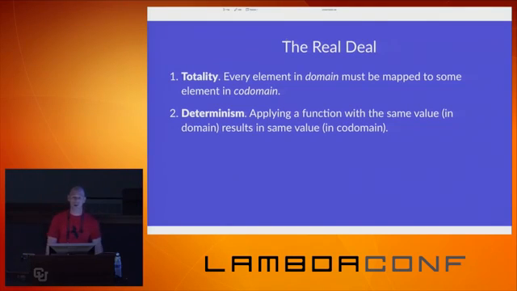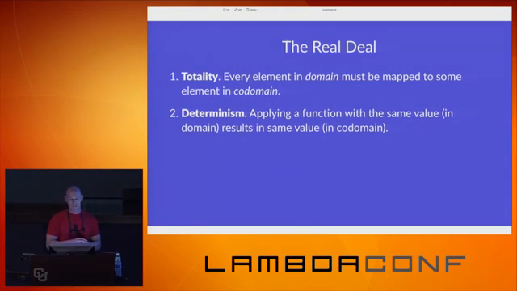I'm addicted to functional programming, not because I think it's complex and uses ugly sounding words and names for things. I'm addicted to functional programming because it makes my job as a programmer that much easier. I have less to reason about because of these two laws. The first one, totality, says that every element in the domain must be mapped to some element in the codomain. A function is total. A real mathematical function is total.